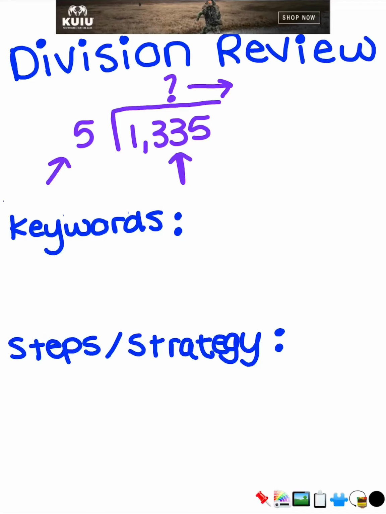Okay guys, so we are going to go back and review division. First we need to know what the parts of a division problem represent. This number here on the side, this 5, represents our divisor. This is what we're dividing by. And inside, our big number always represents the dividend.